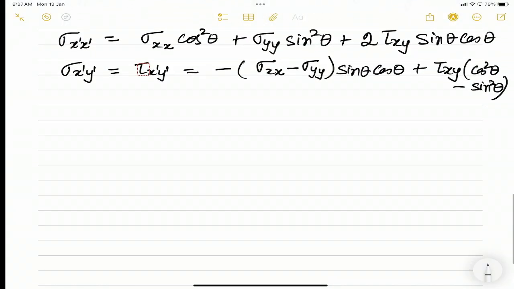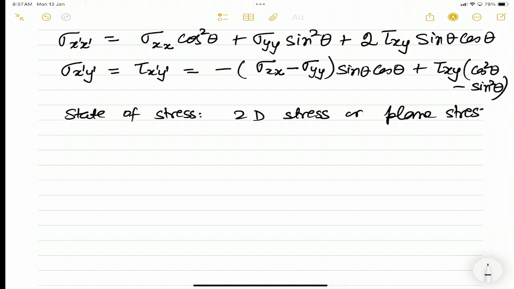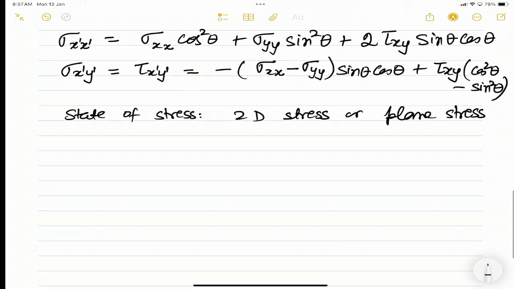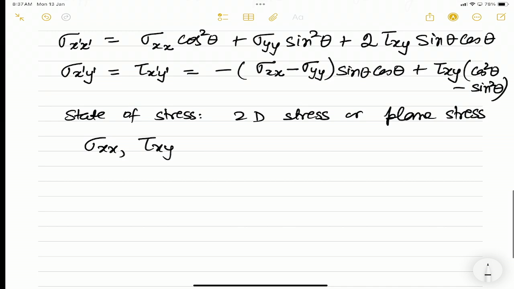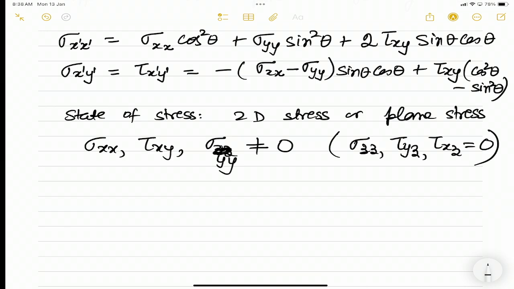So now what we will do is we will talk of a state of stress called two-dimensional stress or plane stress, which means where sigma xx, tau xy, all the stresses related to the z direction are 0, but stresses related to x and y direction are not 0. So this is what we call a state of plane stress.